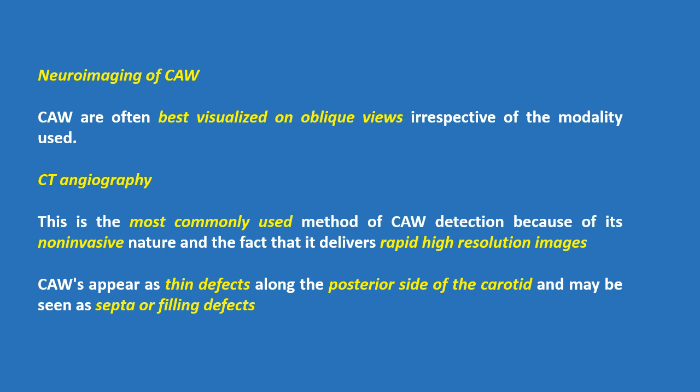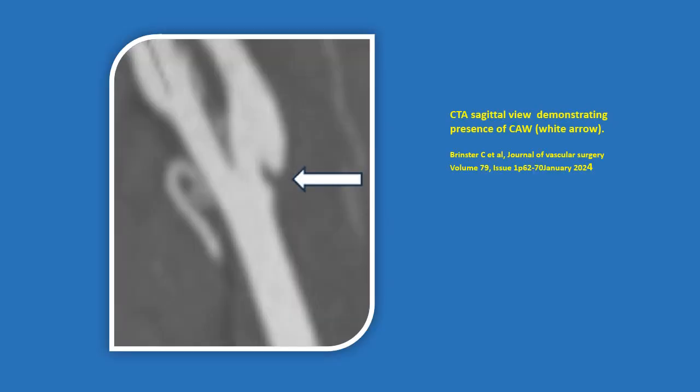Neuroimaging of CAW. CAWs are often best visualized on oblique views, irrespective of the modality used. CT angiography is the most commonly used method of CAW detection because of its non-invasive nature and the fact that it delivers rapid, high-resolution images. CAWs appear as thin defects along the posterior side of the carotid and may be seen as septa or filling defects. This picture shows a CTA sagittal view which demonstrates the presence of a CAW as indicated by the white arrow.